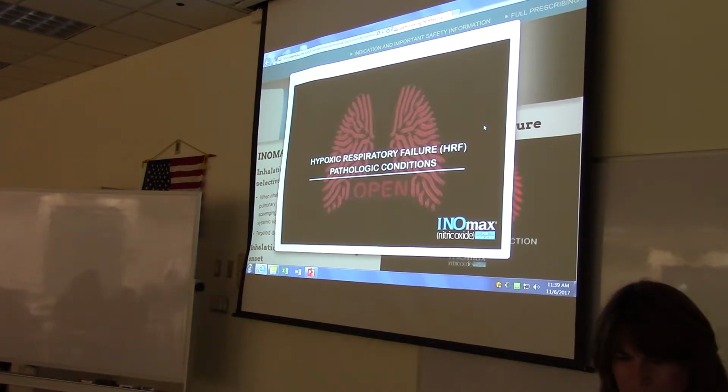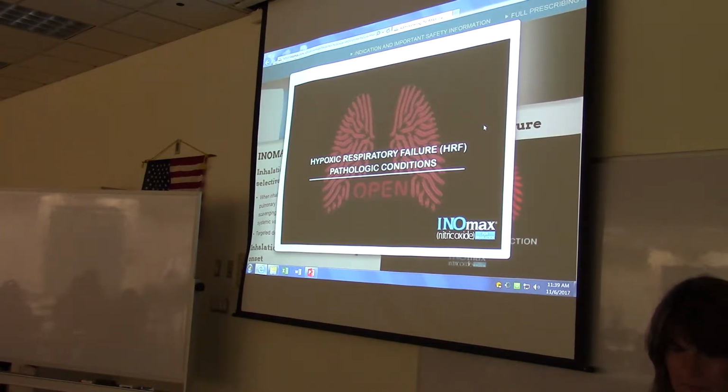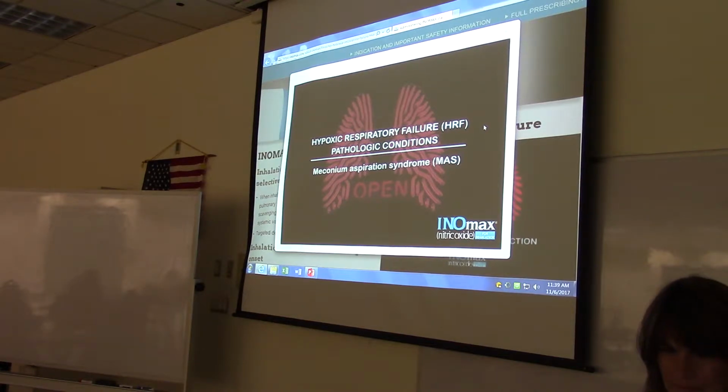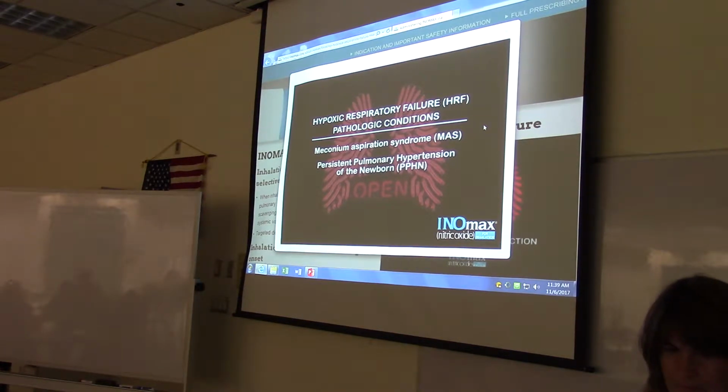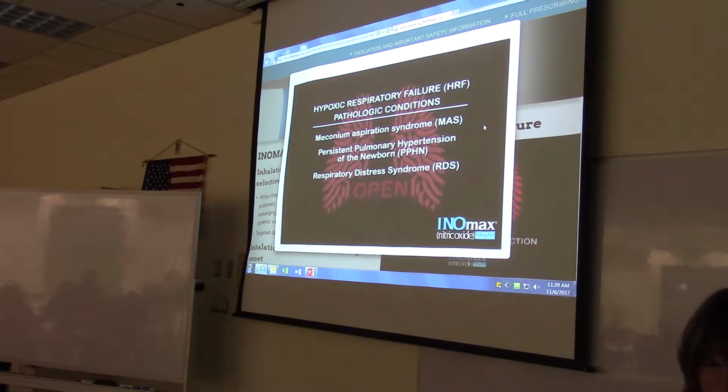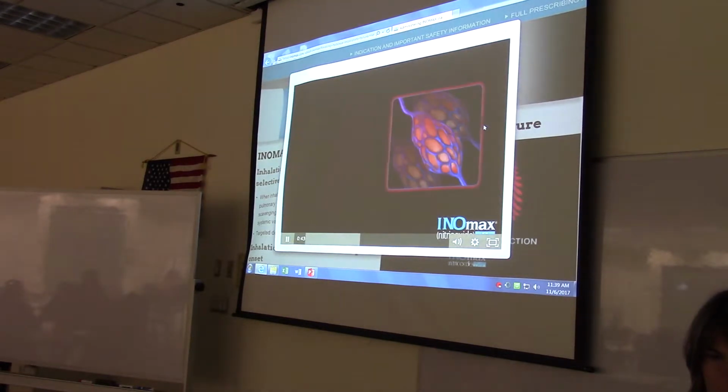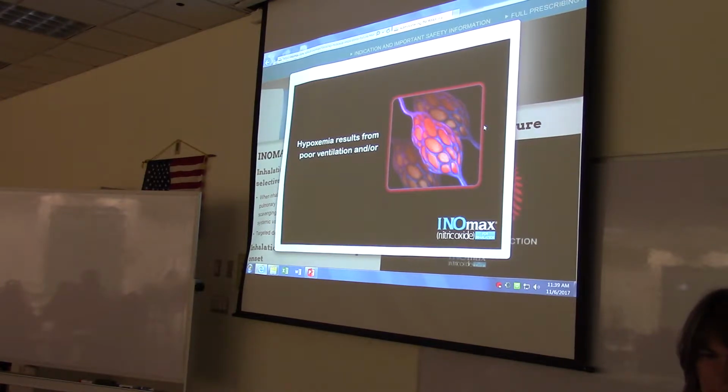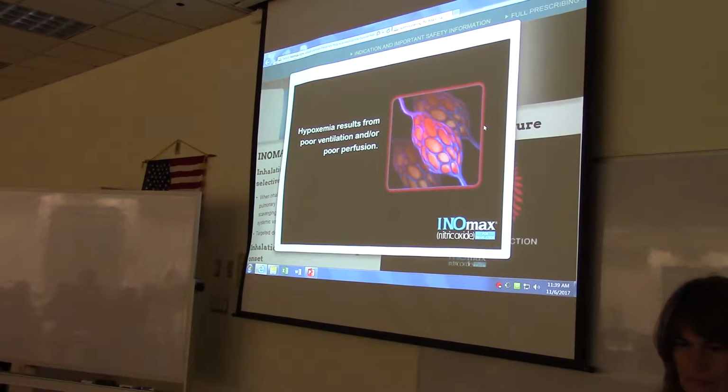HRF results from various underlying pathologic conditions, including meconium aspiration syndrome, persistent pulmonary hypertension of the newborn, respiratory distress syndrome, pneumonia. Hypoxemia results from poor ventilation and/or poor perfusion. This image demonstrates the alveoli and pulmonary vasculature when there is low ventilation and normal perfusion. Due to the low ventilation, blood leaving the lungs is poorly oxygenated and can lead to hypoxemia.